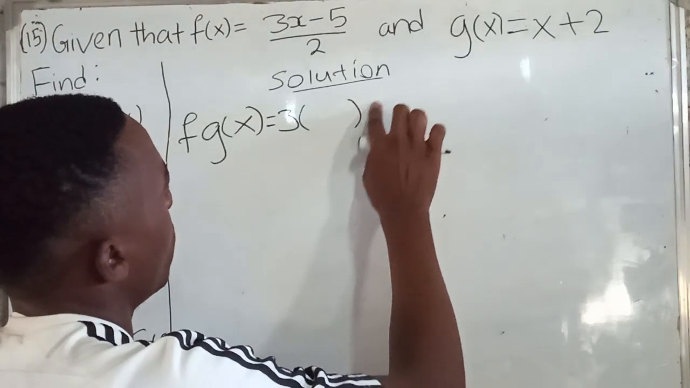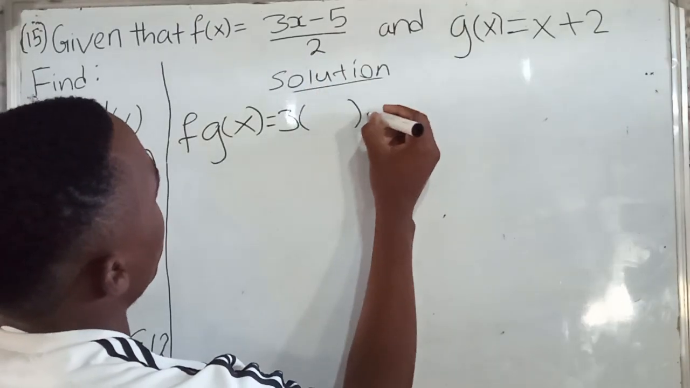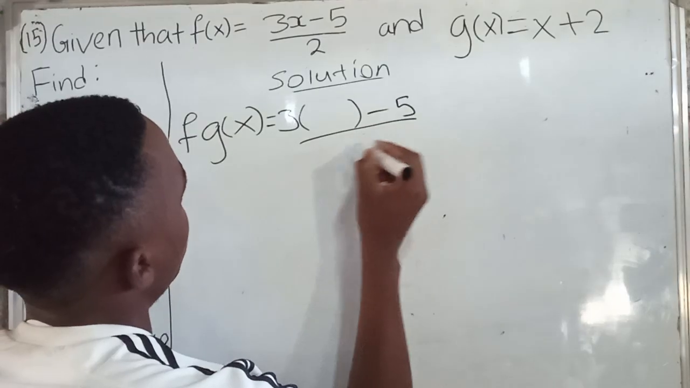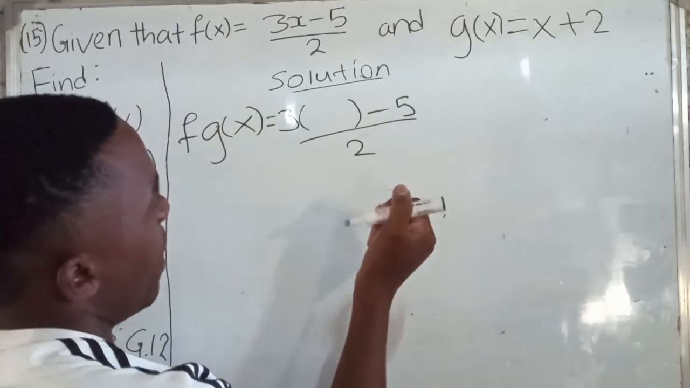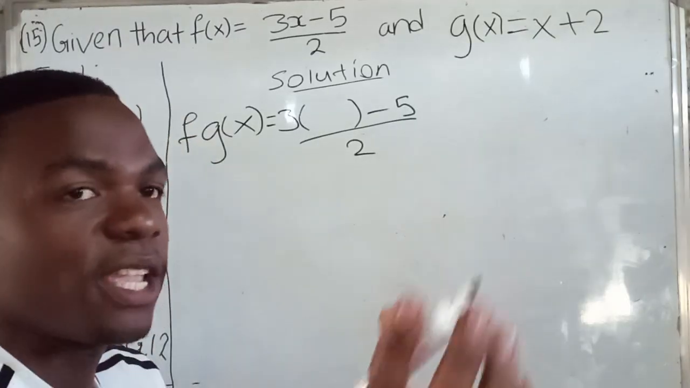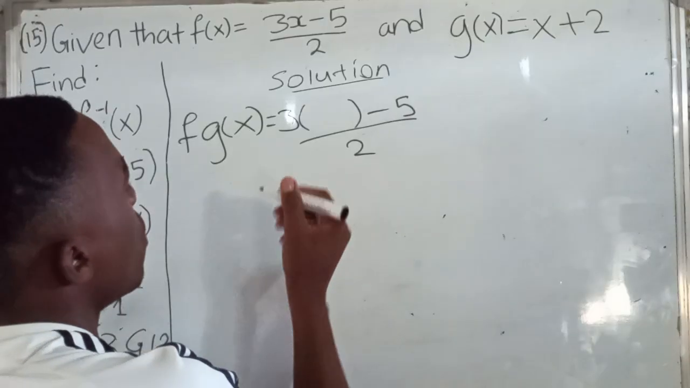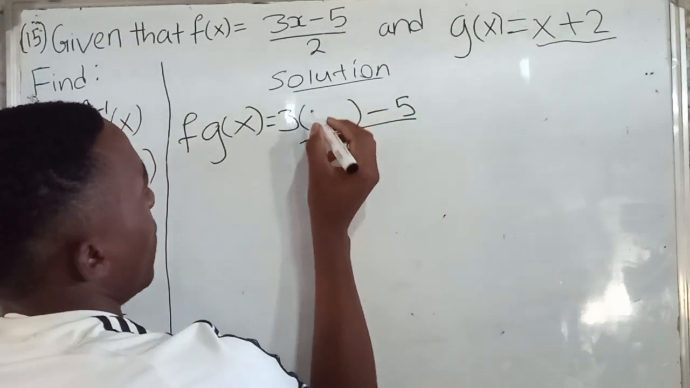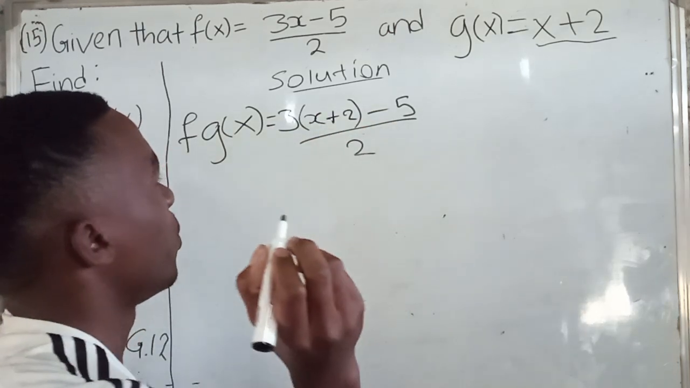Sorry, here we are supposed to put minus 5. So you can see that over 2. So this is f of x. Then where there is x, we will replace with g. So we are going to take this and put it here. So we are going to say x plus 2.